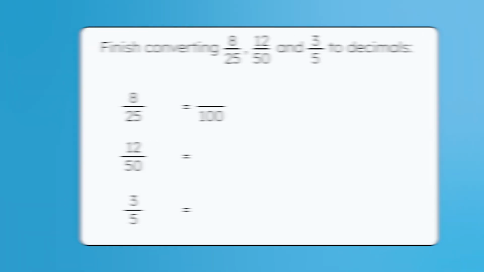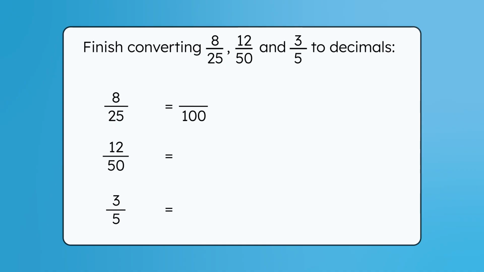There isn't a number we can multiply 25 by to get a denominator of 10, so we'll need to find a denominator of 100. Pause here to finish converting 8/25, 12/50, and 3/5 to decimals in your guided notes. Remember to find the equivalent fractions first, then record your answers with a decimal point.